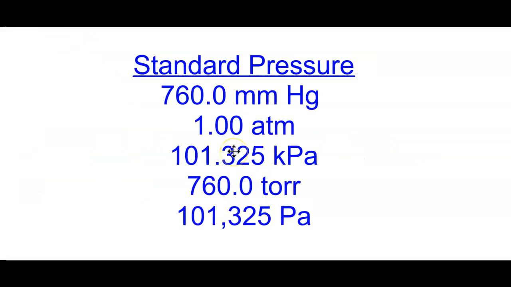These standard pressures are on page 2 of your packet, so the back side of the cover page. And they also should be at the top of your Dalton's Law 1 worksheet. Any of these can be set equal to the other to convert, but these are considered standard pressures.